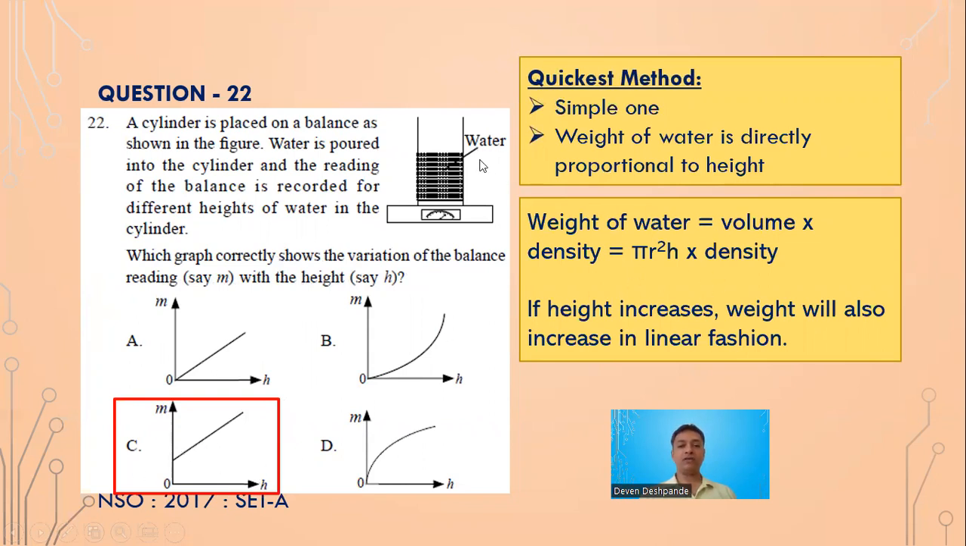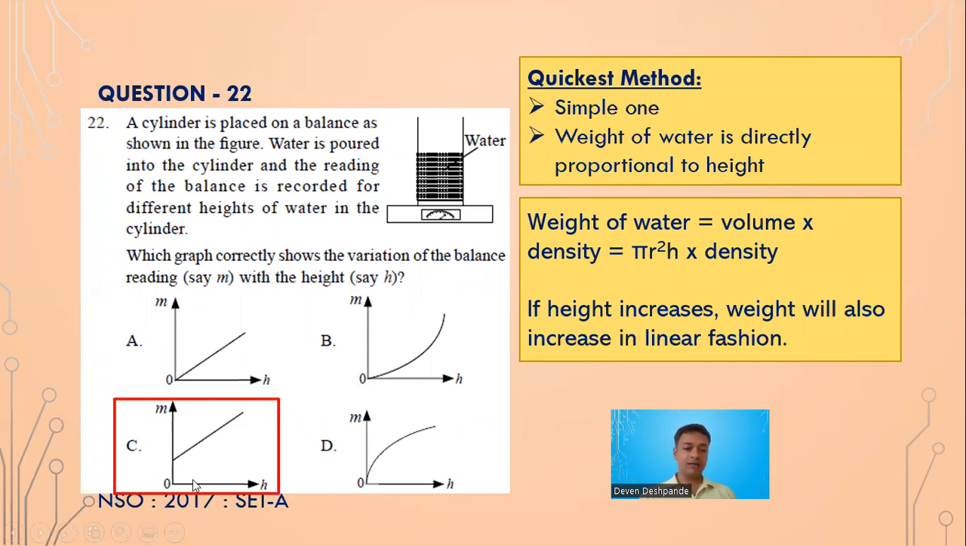Why? Because what is the weight of the water? The weight of the water is volume of the water times density. What is the volume of water in this cylinder? Volume will be pi r squared h, where r is the radius of the cylinder and h is the height of the water. That will be volume of water times density, isn't it? So now the weight of the water is directly proportional to h, isn't it? If h increases, the weight will also increase in a linear fashion. It is directly proportional, isn't it?